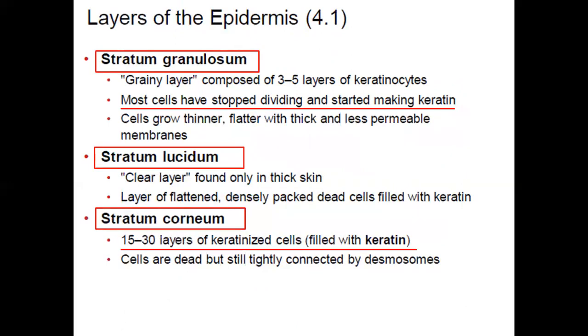The stratum corneum is the outermost layer, so the most superficial layer. It can be anywhere from 15 to 30 layers of keratinized cells that are stratified squamous epithelium, filled with keratin, and all the cells are dead, but they're really tightly connected by cell adhesion molecules. Remember the connections that we talked about when we talked about tissues and epithelial tissue specifically? Desmosomes are what hold these cells together, and they're really tight connections between two cells.